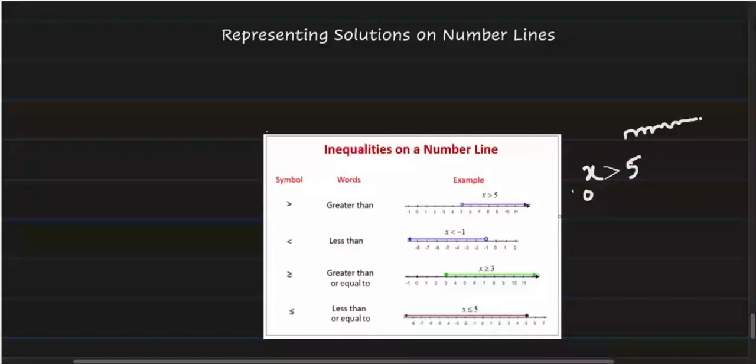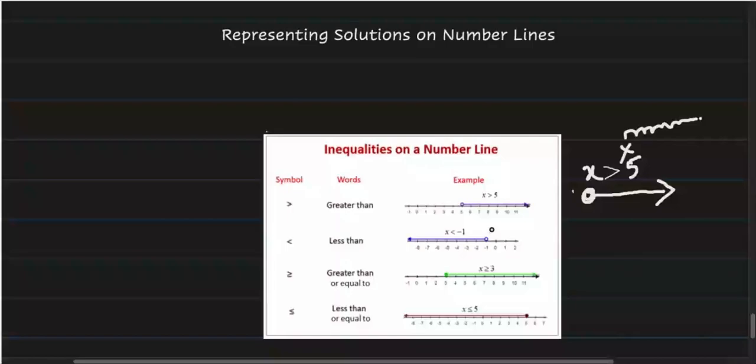How will you represent that? You will represent it on a number line by saying that our answer lies this side of the line. What does this indicate? A hollow circle indicates 5 is not part of our solution. Everything above 5 is our solution.